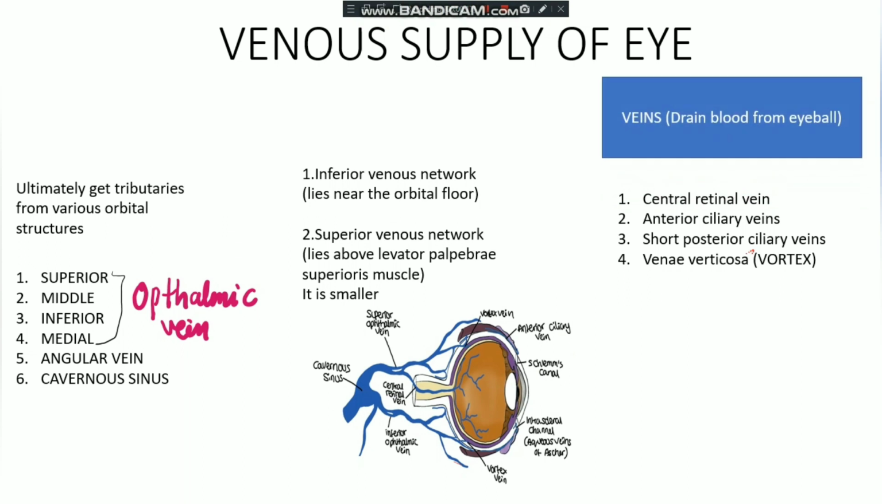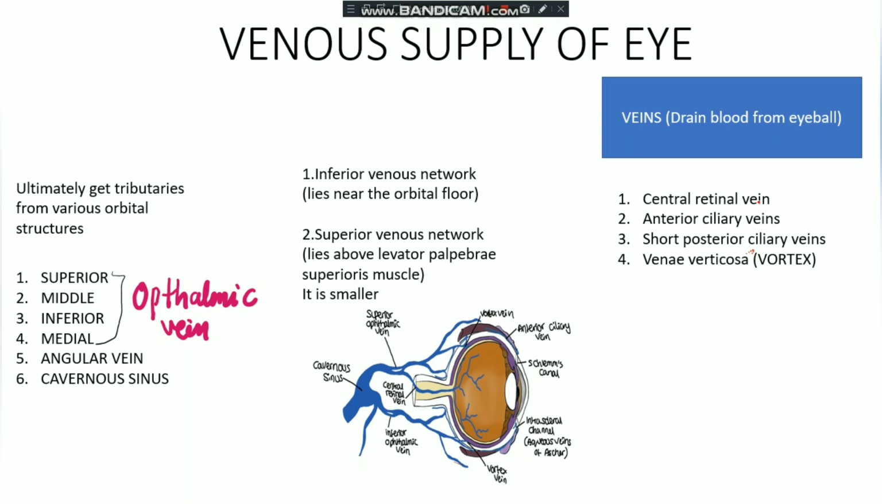First come your veins, which drain blood from the eyeball. So these veins are the central retinal vein, then your anterior ciliary veins, then your posterior ciliary veins, and at last the vortex veins, the vena vorticosa. We'll be talking about each individually.